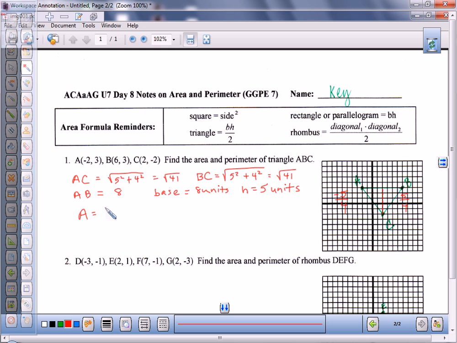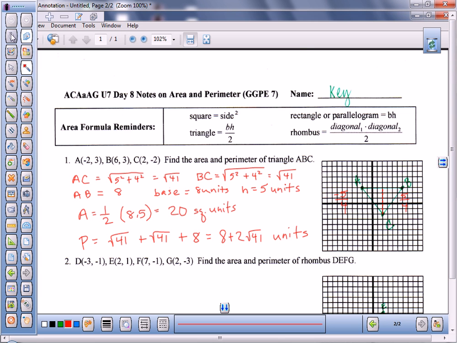Area is 1/2 the base times the height, so 8 times 5, and half of 40 is 20 square units. The perimeter of this triangle is just the sum of the sides, so it's the square root of 41 plus the square root of 41 plus 8. When we simplify this, we get 8 plus 2 roots of 41 units. And that's number 1.